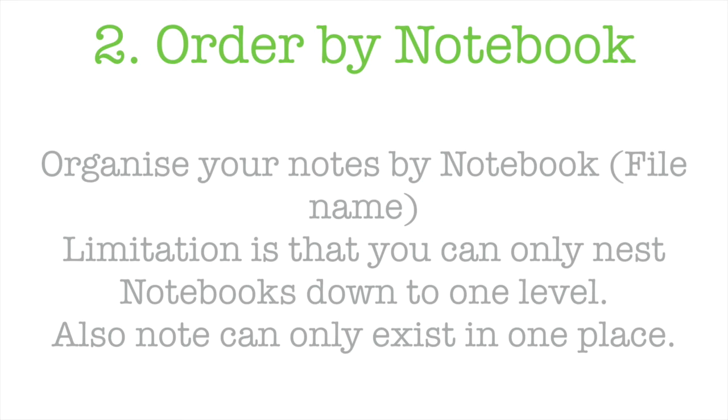You can only go down one level, and a note can only exist in one place too. This is very important to note if you're wanting to have, say, one note appear in your house expenses and another note appear in the accountant's notebook. You can't do that. You'd have to duplicate the note and have two individual notes, one in your expenses and one for your accountant. So be aware that there are certain limitations when you're using notebooks and notebook stacks.